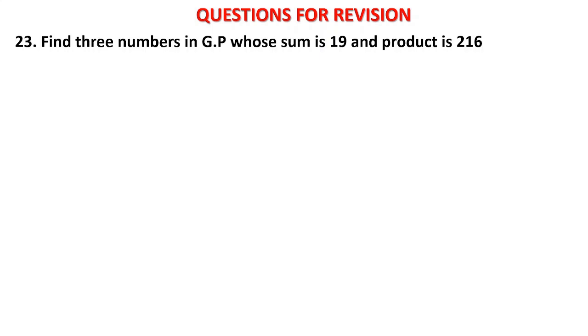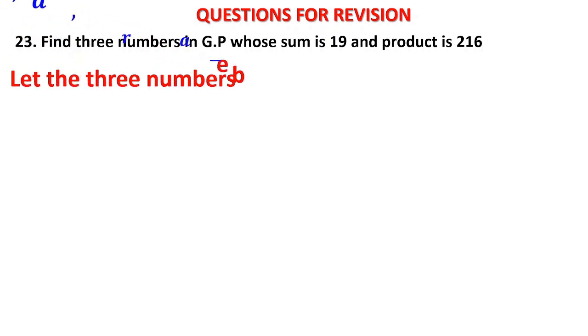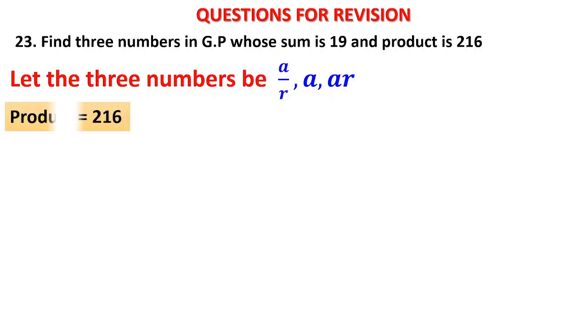When 3 numbers are asked in geometric progression and the product and sum are given, you need not take it as A, AR and AR square. For convenience, we have to take them as A by R, A and AR. Why? Because product is given. Product is 216. A by R, A and AR product is 216.